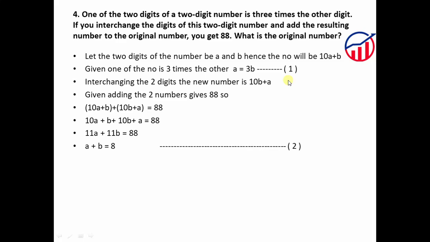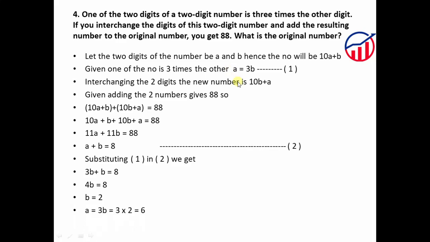And using equation 1 and 2, what do you get? a is nothing but 3b. So 3b plus b is 8. Hence 4b is 8. b is equal to 2. If b is equal to 2, then a is equal to 3 into 2, which is 6. Hence the original number is what? 10a plus b, which is 10 into 6 plus 2 is equal to 62.